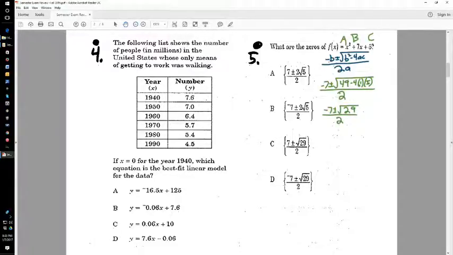So that would be my answer right here. Negative 7 plus or minus the square root of 29 divided by 2. Now, if I could reduce this guy right here to something, then yeah, I would go ahead and reduce. But since I can't, we're done.